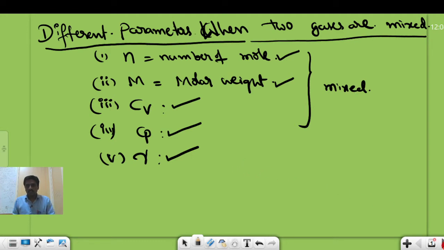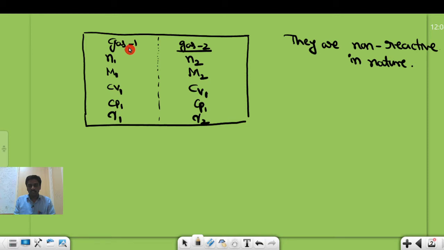Now let us assume two gases are separated in the same volume by a small thin layer. This layer can be removed when we perform the experiment. Let us assume gas 1 has N1 moles and molar weight M1. Gas 1 has molar specific heat at constant volume Cv1, at constant pressure Cp1, and adiabatic constant gamma 1. Similarly, gas 2 also has its parameters.